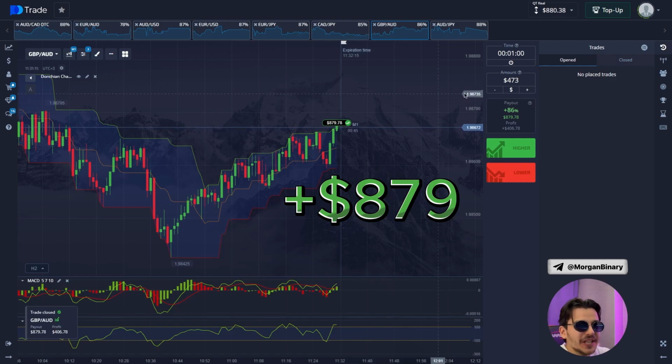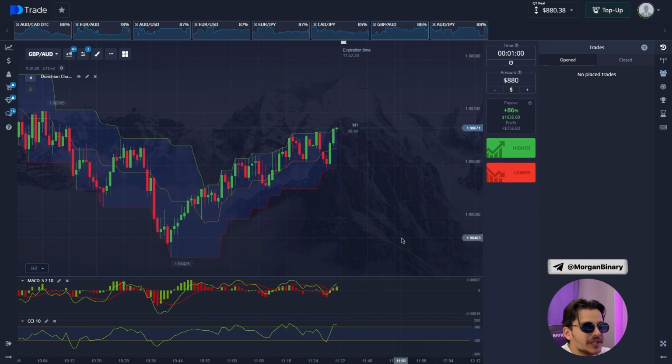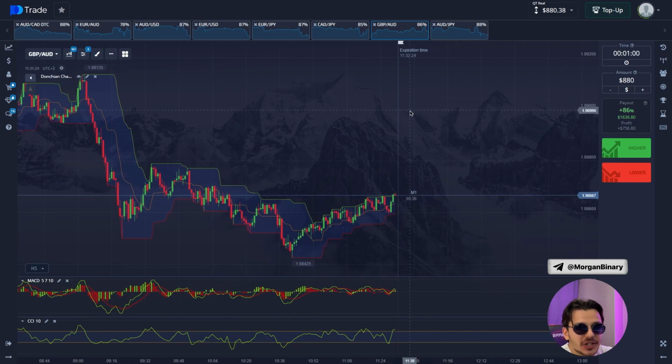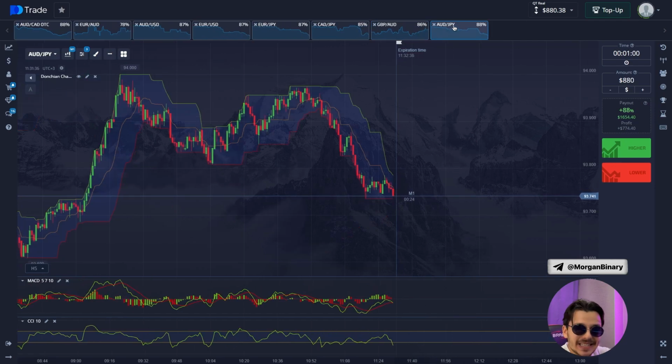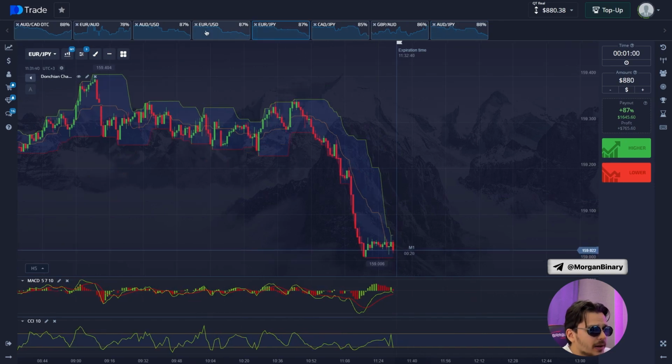And the next trade closed in profit. As you can see, trading in the direction of the trend using this strategy is much easier than trading against the trend. Here we previously opened a sell trade in the direction of the trend, and now we have opened a buy trade in the direction of the trend. And you can see the result. Let's continue trading and pick the next currency pair.